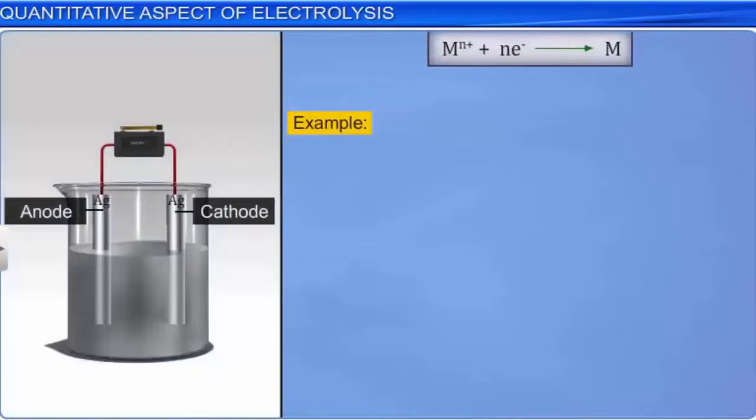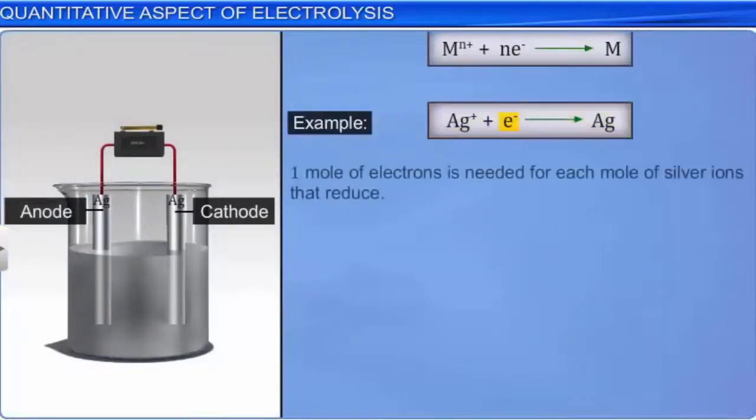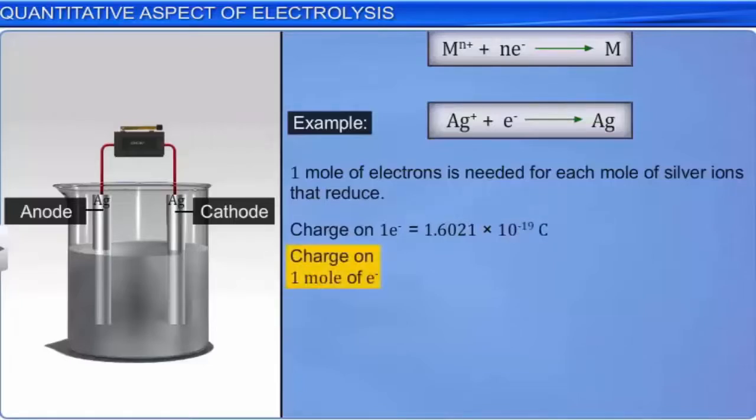For example, in the reduction of silver ions, 1 mole of electrons is needed for each mole of silver ions that reduce. You know that the charge on one electron is equal to 1.6021 multiplied by 10 raised to the power of minus 19 coulomb. Hence, the charge on 1 mole of electrons is equal to the product of the charge on an electron and the Avogadro number.